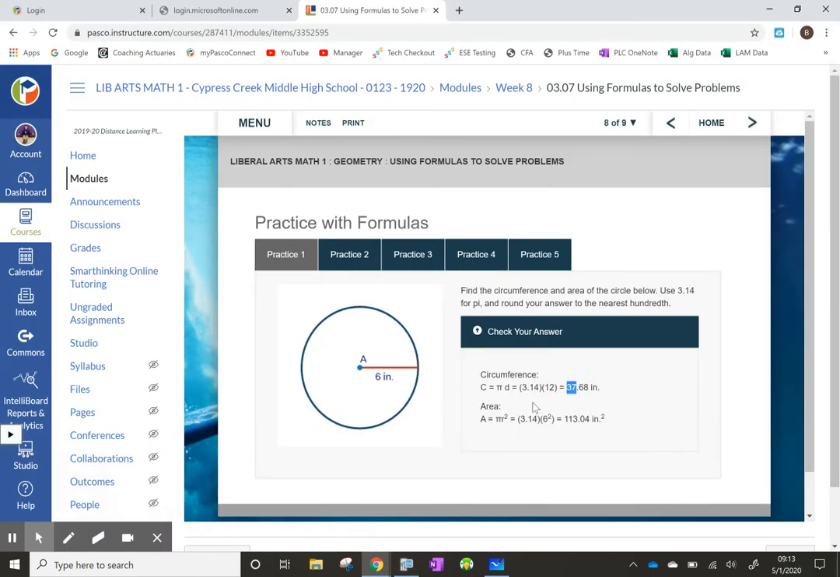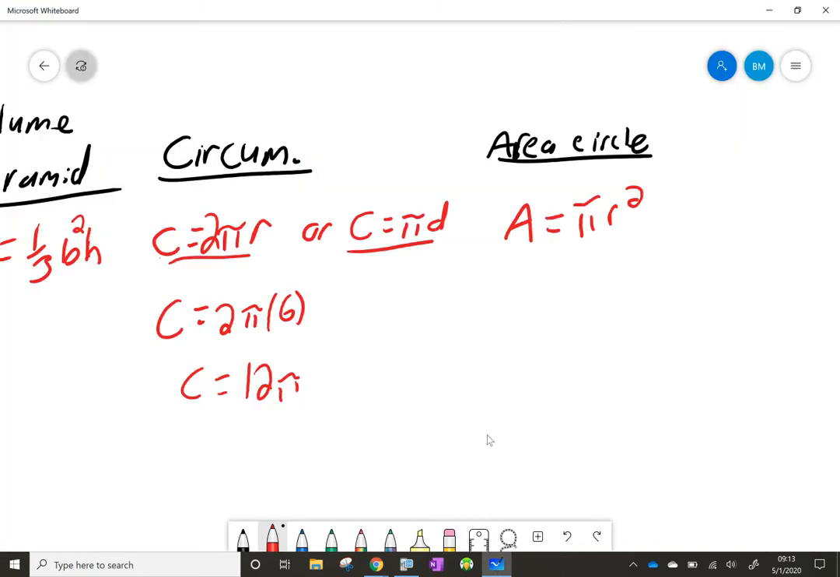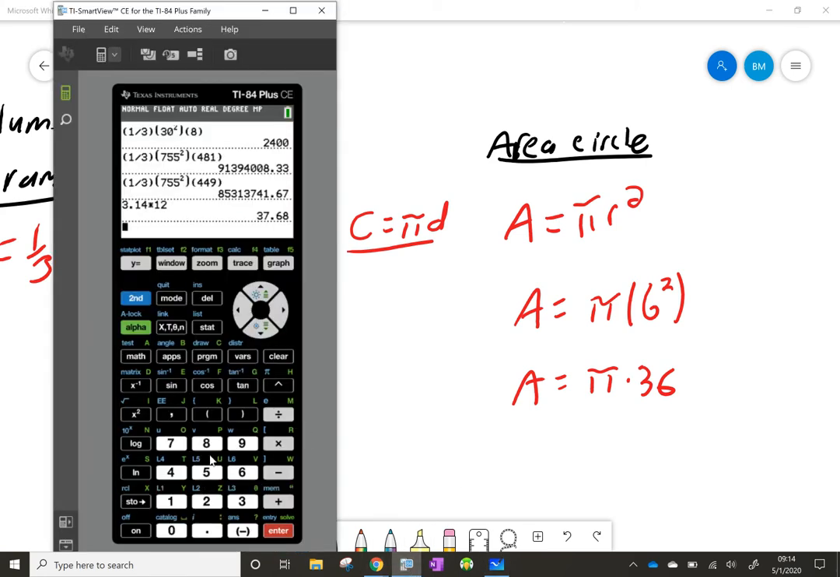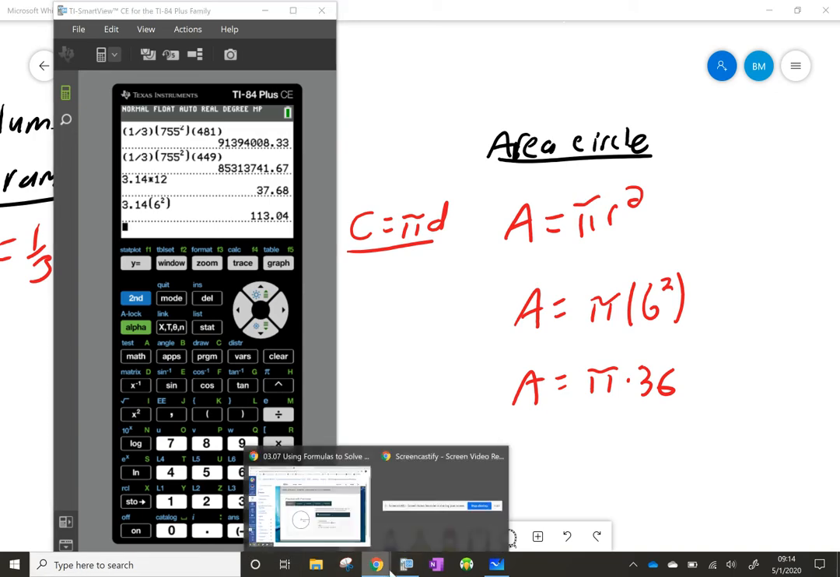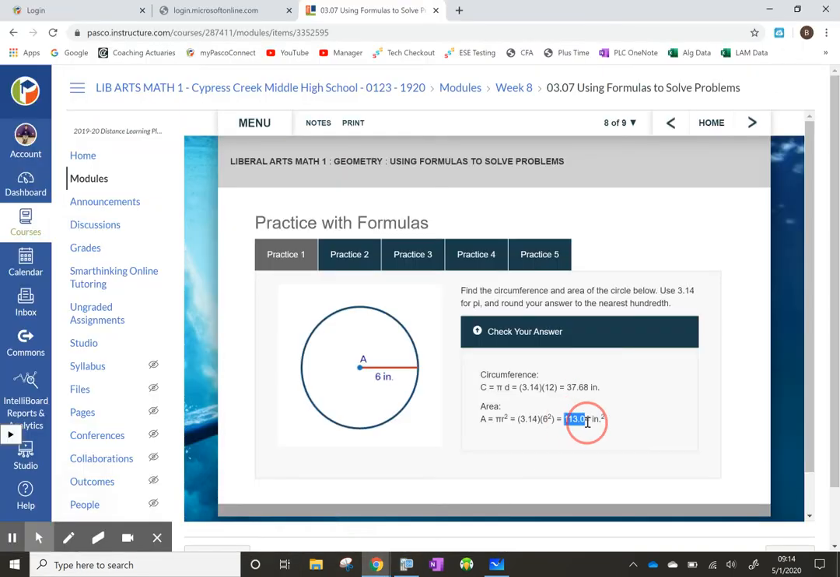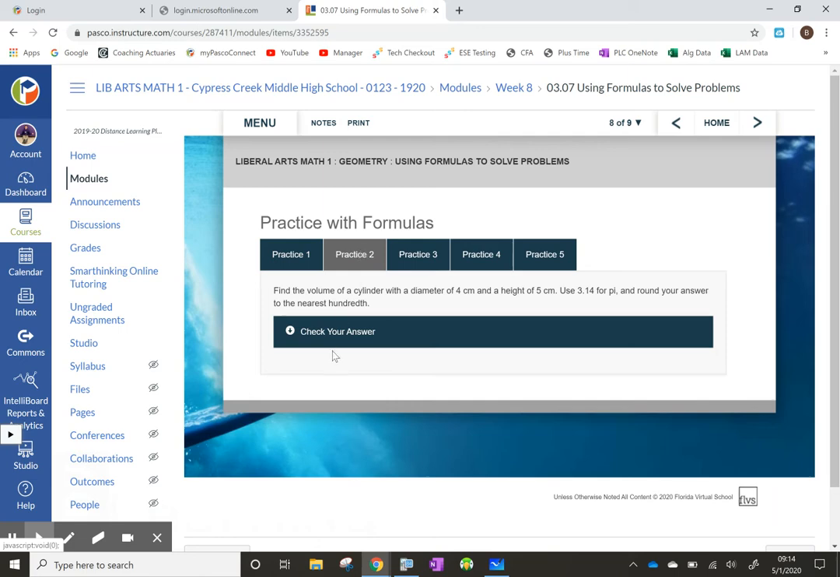And of course, if you want to find the area, just use the area formula. So your area would equal pi times 6 squared. 6 squared, of course, is 36. You can just type this in the calculator: pi times 36, we get our answer. So 3.14 times 6 squared is equal to 113.04. And you can see, again, that's the value they're getting. So add those formulas to your formula sheet.